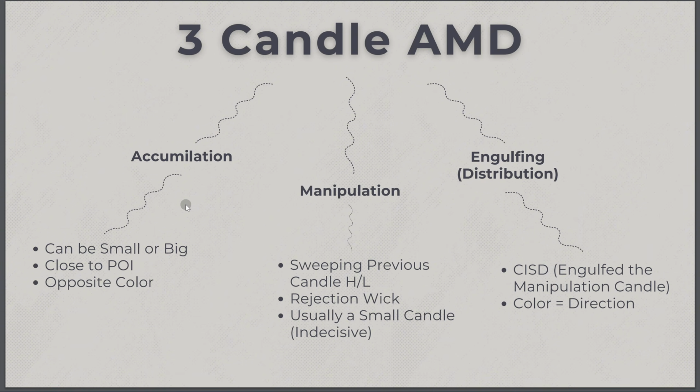But if we have a big range, then if we took the low of the range, we're going to aim for the high of the range. It means that the move is going to be bigger than with the smaller range. So it could be small or big, but I want it to be very close to a POI. That's how I prefer it. Or it could also be inside of a POI.